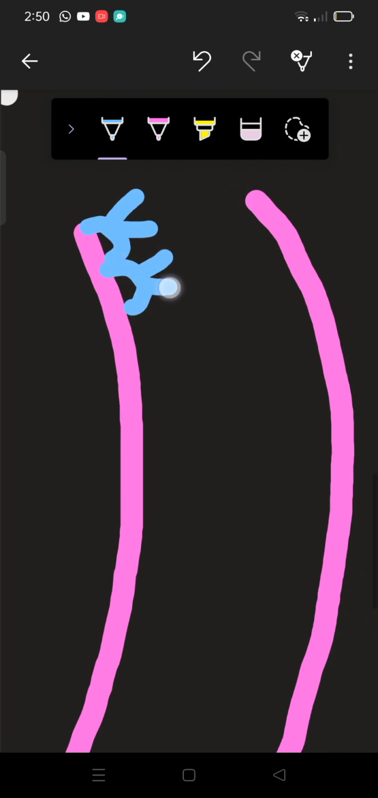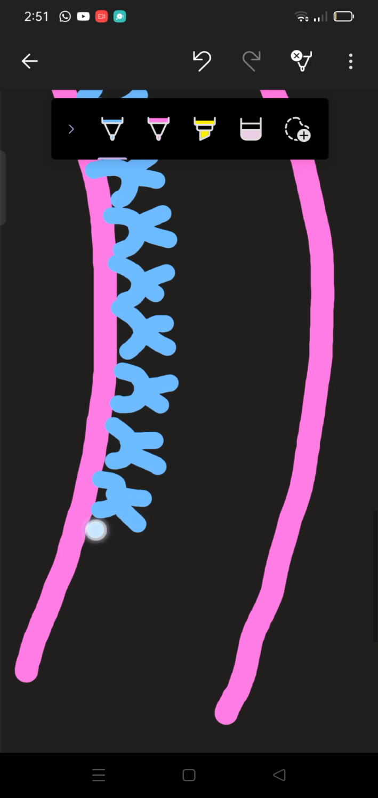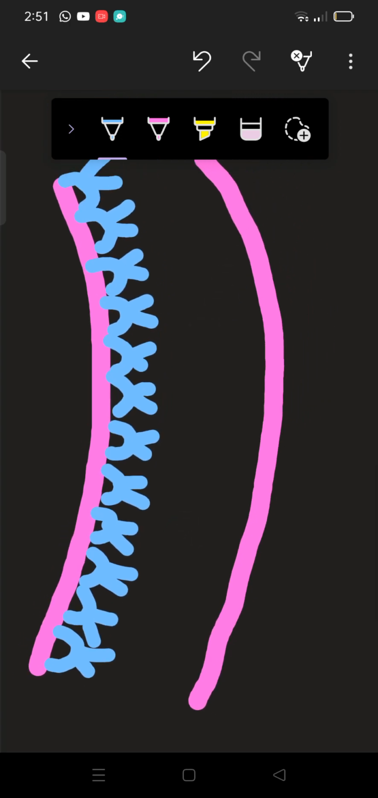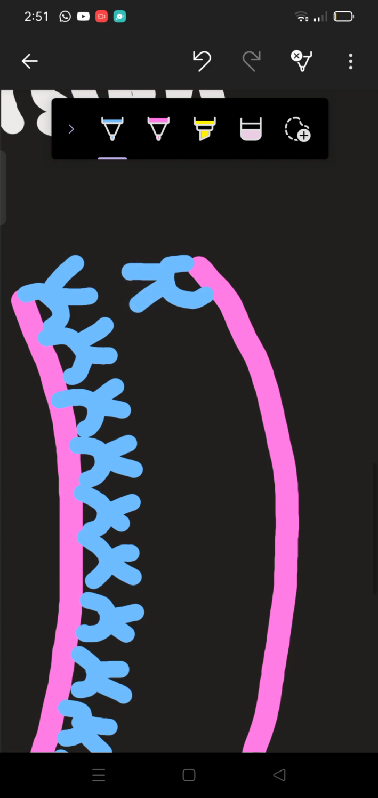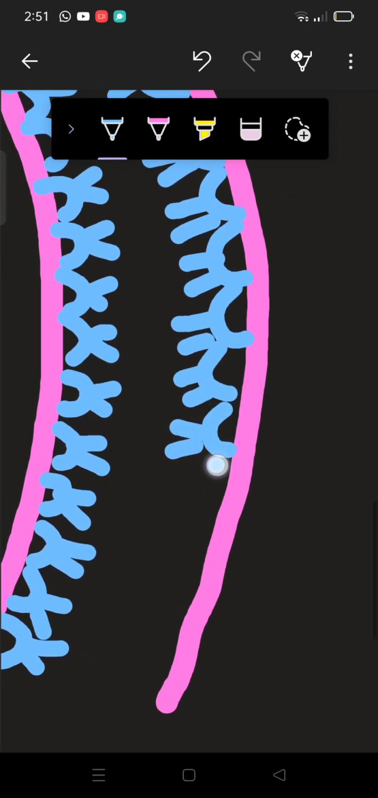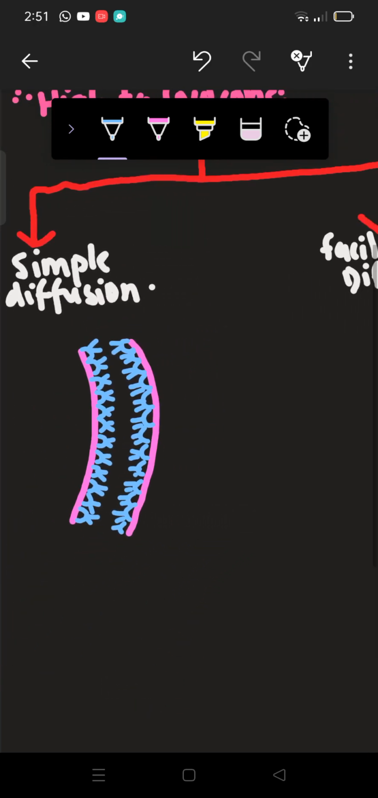Here phosphate, lipid, phosphate, lipid. As I told you, lipids are hydrophobic, so they are placed like this so that water cannot touch them. And since phosphates are hydrophilic, they are placed like that so that water can touch them. These are phospholipids. This is the cell membrane, and this is the bi-phospholipid layer.